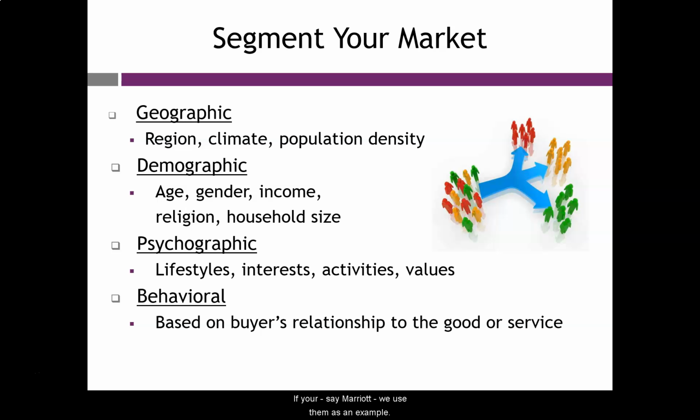If you're, say, Marriott, we use them as an example, income certainly matters. That's why they have so many different brands. The people that are going to stay at the Ritz-Carlton, the St. Regis, the W, are probably not the same people that are going to stay at the Fairfield Inn, Spring Hill Suites, or Courtyard. They're all Marriott brands, but they segment their markets in a number of different ways, which includes by income, something you'll need to think about.